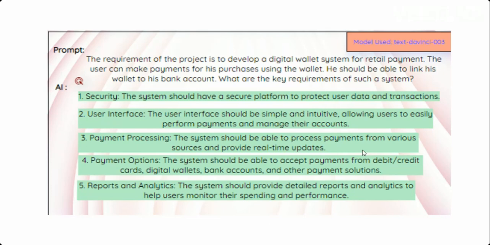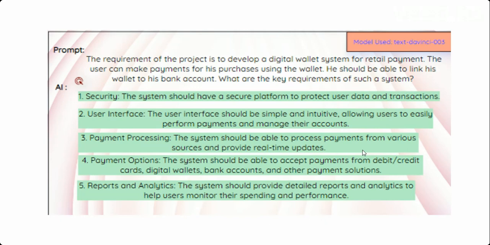The system should be able to process payments from various sources and provide real-time updates. It should show whether the transaction is successful or not. And payment options: it should accept payments from debit cards, credit cards, digital wallets, bank accounts or other payment solutions. And reports and analytics: the system should provide detailed reports and analytics to help users monitor their spending and performance. So if you give a simple prompt, it will tell you the requirements.